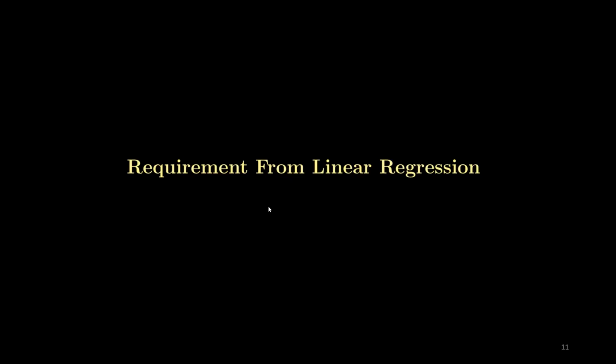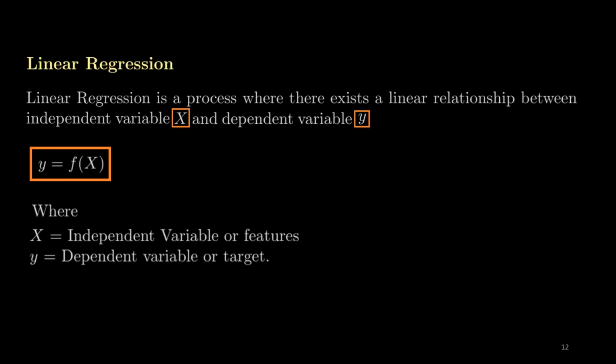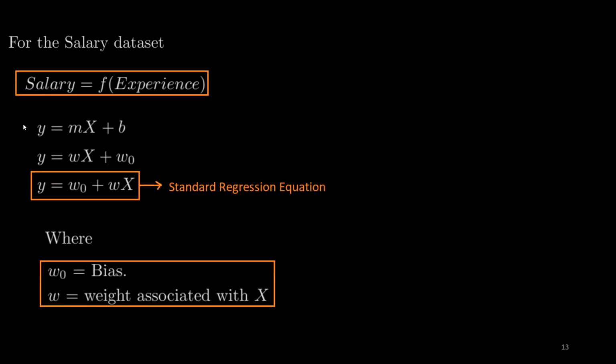In this lecture, we will learn what we require from the linear regression model. If we recall from the previous lecture, we learned the basic definition of linear regression: a process in which we establish a linear relationship between the independent variable and the dependent variable. We also learned how to transform the equation of a linear model into the standard regression equation. Now we have the standard regression equation. Now what do we require from the regression model?